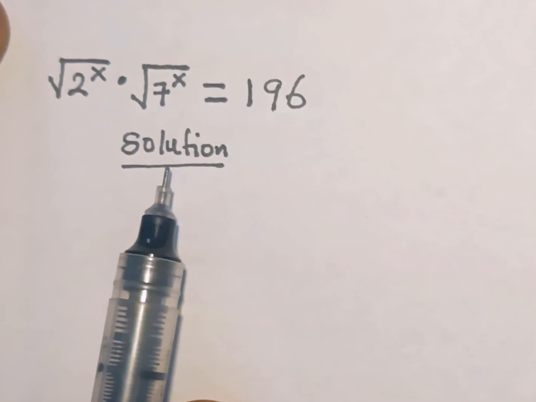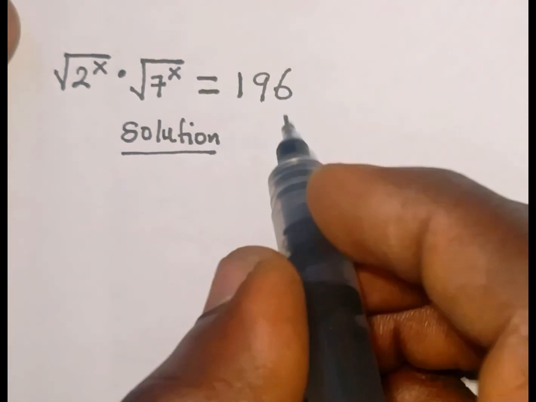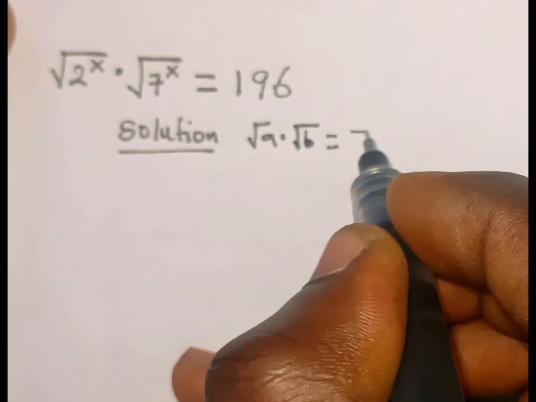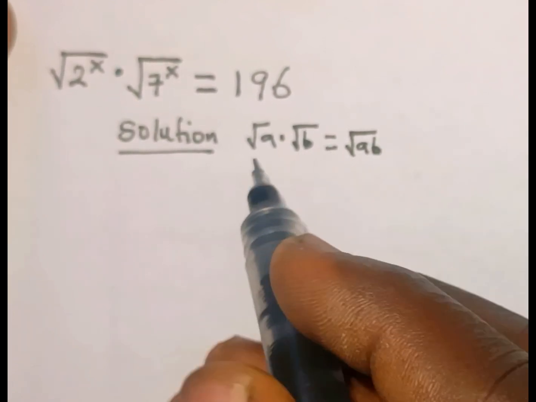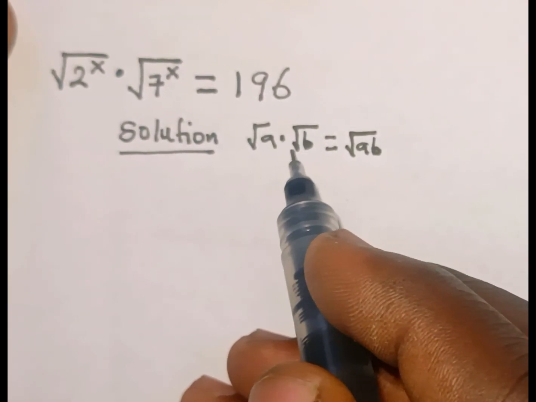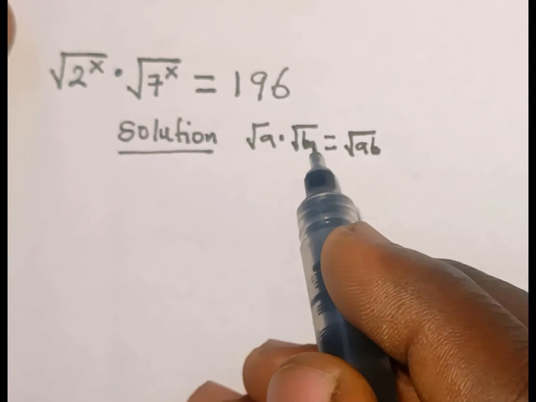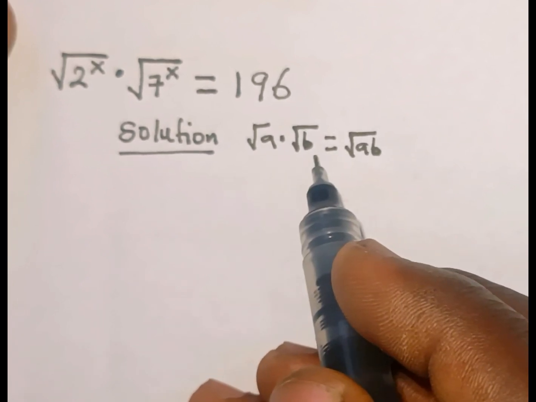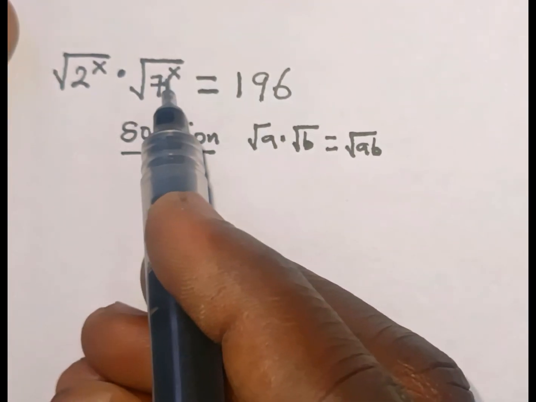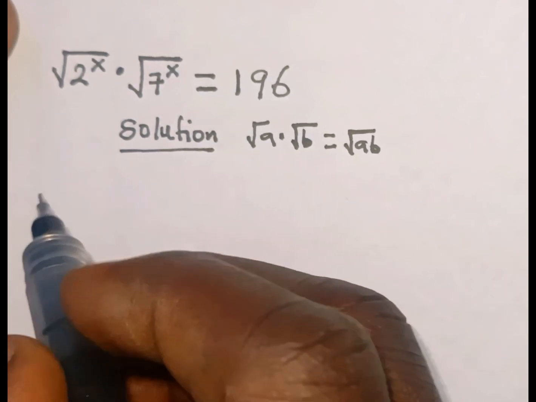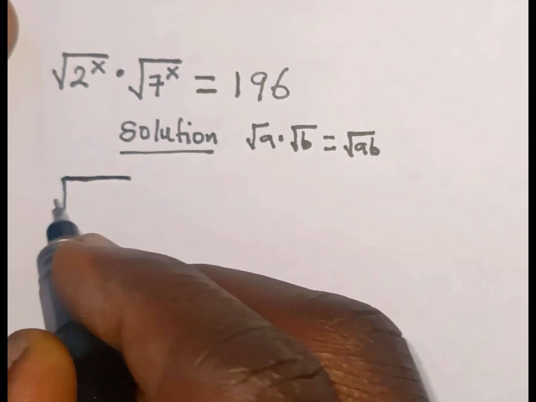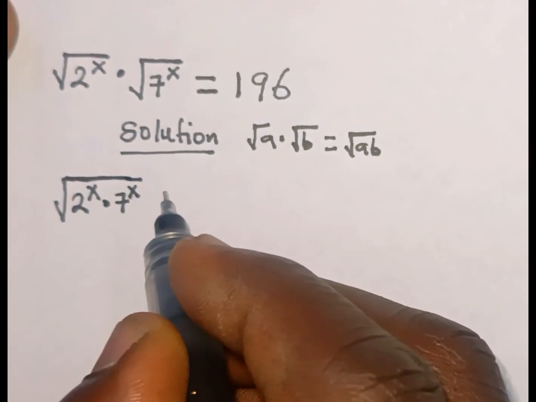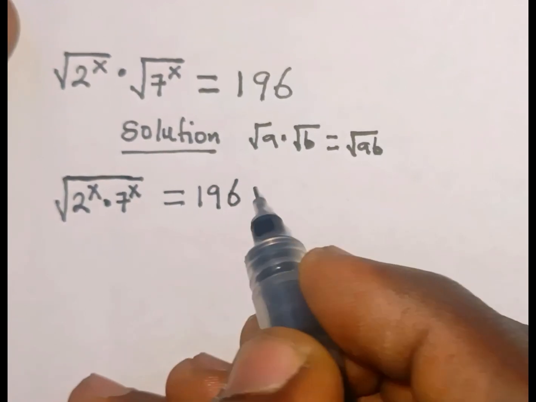To solve for the value of x from this equation, the first thing we are going to recall is that when we have the square root of a multiplied by the square root of b, this is the same as the square root of ab, because the operation separating the two radicands is multiplication. So in that case, we can bring the radicands together. A will multiply B. We are going to apply this property to the left hand side of this equation so that we can bring the two radicands together. So we are going to have the square root of 2 raised to the power of x multiplied by 7 raised to the power of x. Everything will be equal to 196.